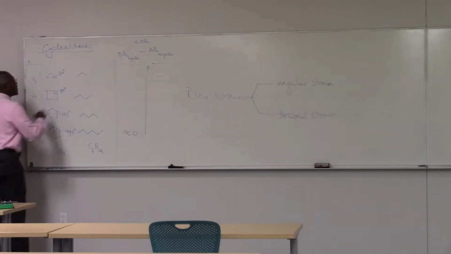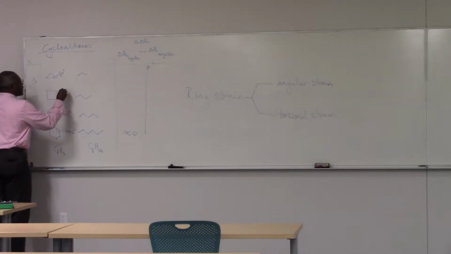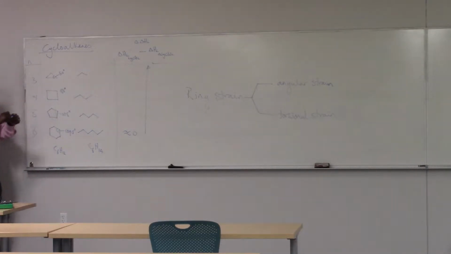We'll see in a second, this actually turns out not to be a right angle. This is actually 88 degrees. In other words, the angle strain is even greater. So that's the angle strain. So there's no angle strain in cyclohexane, a little in cyclopentane, and it gets larger as the ring gets smaller.